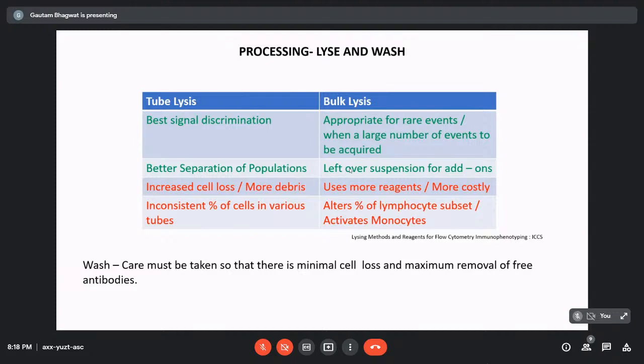Washing is done so that the excess antibodies that we have put should not interfere with fluorescence activity and should not give us false positive results. So therefore we must do the washing. The care that must be taken is that there should be minimum cell loss and maximum removal of free antibodies.